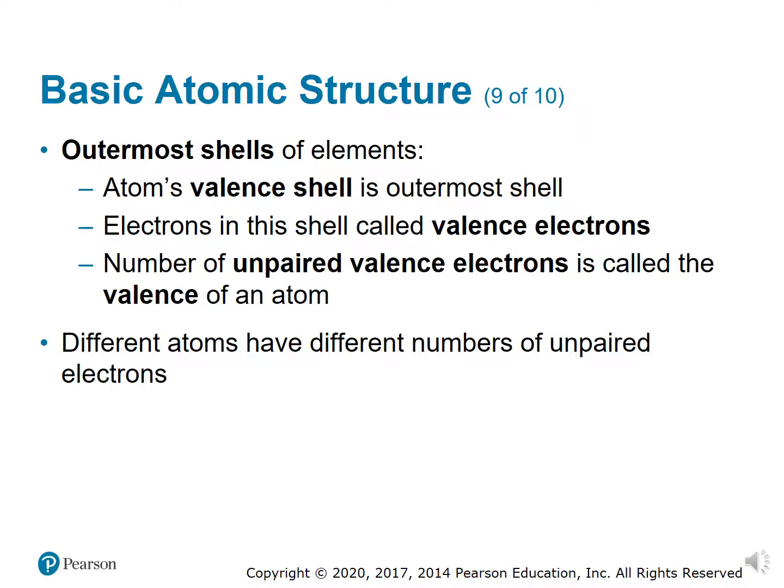Another way of seeing it is how many more electrons will it take to make 8, and that will also give you the valence. So you can look at the number of unpaired valence electrons or say to yourself, how many more electrons does that shell need to fulfill the octet rule?